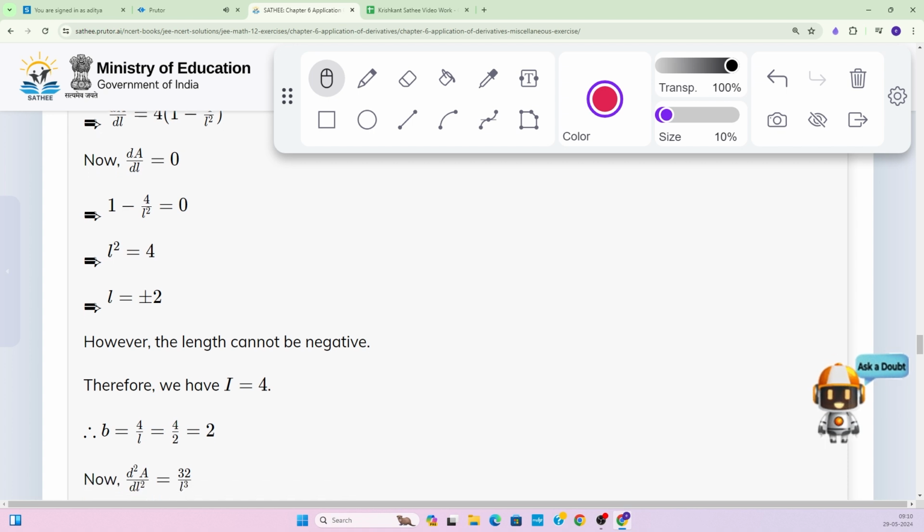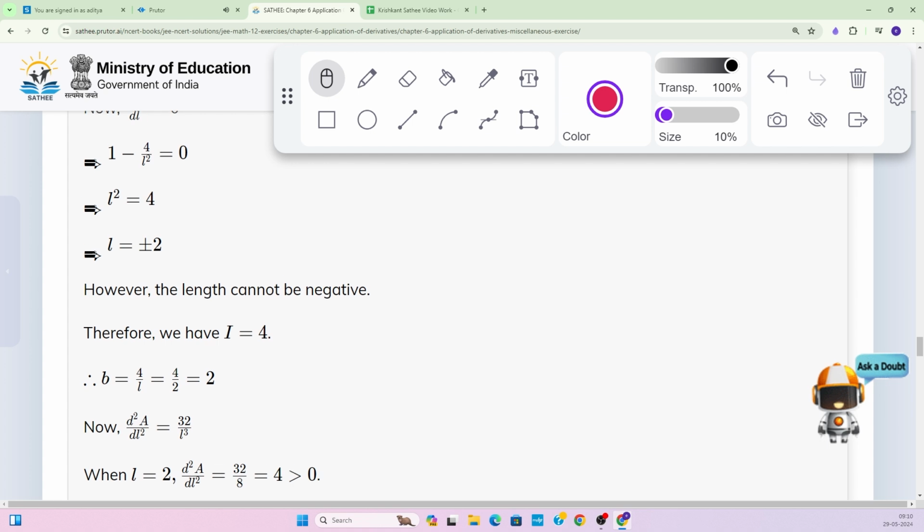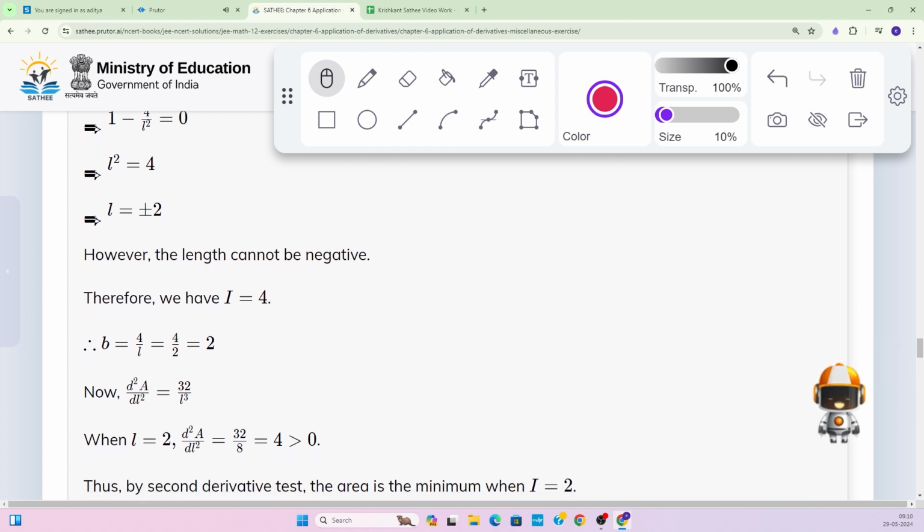Now put L equal to 2. What will we have? Therefore, as you can see, putting L equal to 2, B will be 4 by L. 4 by L means 4 by 2, which is just 2.